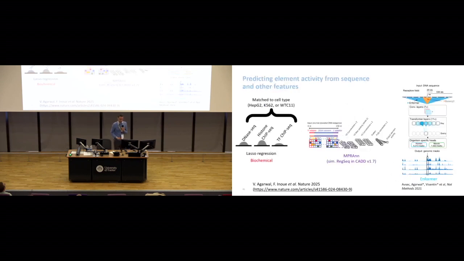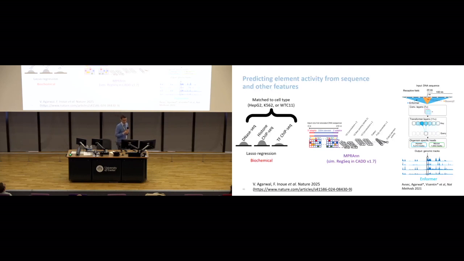Another thing that we tried to do here was to predict the measured MPRA activity from other information. So could we have predicted our experimental readout? And we tried that by using peaks. So these are well-characterized cell lines, for example, HepG2 or K562.